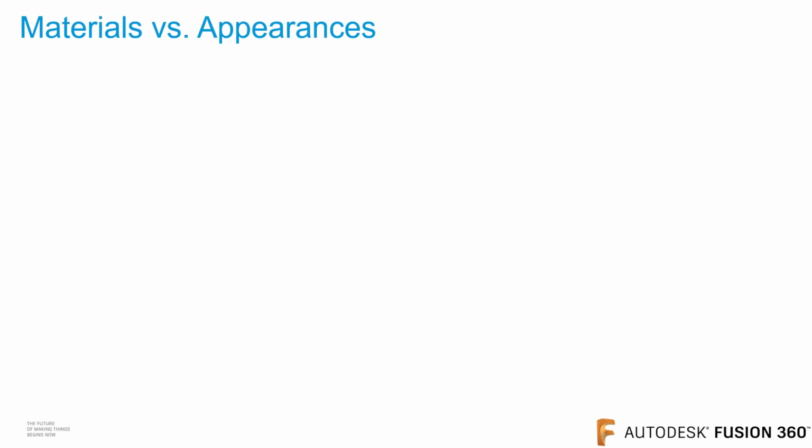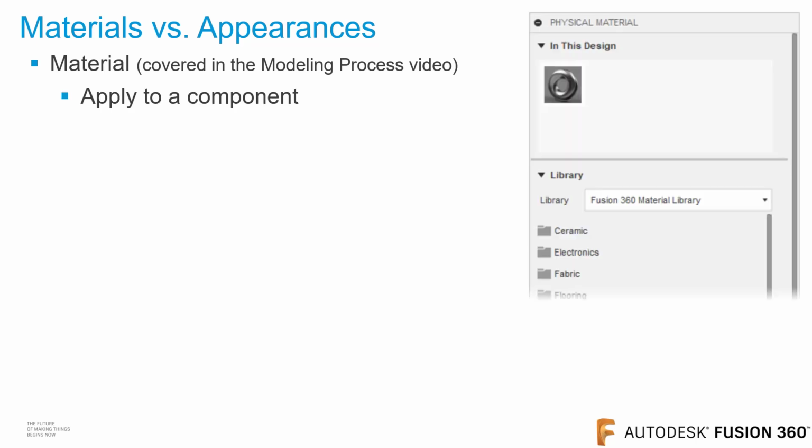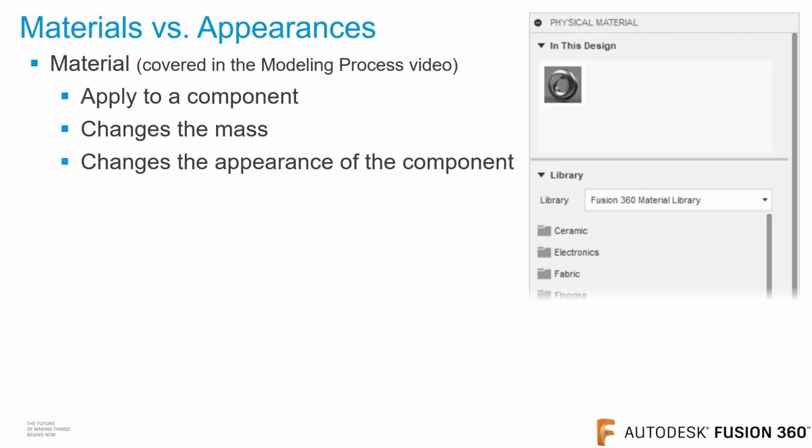First off, materials versus appearances. A material, as we covered in the modeling process video, is only applied to a component, and it changes the mass of the component. A material also changes the appearance of a component. For example, if you change the material to cherry wood, the component would look like cherry wood.